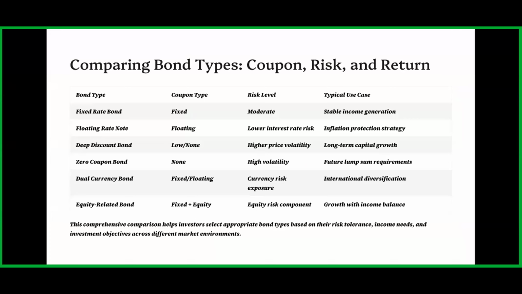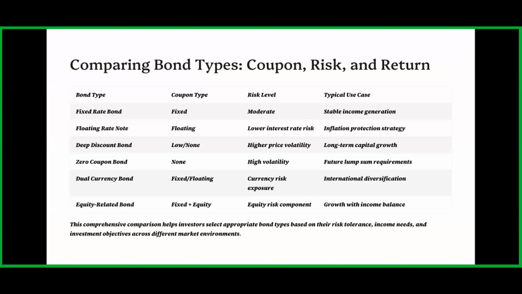Okay, next one is the deep discount bond. In deep discount bond, as I already told you, the coupon rate is none. That means in deep discount bond, they are providing, we can say, a good discount of near about 20 to 40%, but they are not paying any installments. They are not going to pay a coupon payment in between till the maturity date. In zero coupon bond, we can say the coupon type is none.